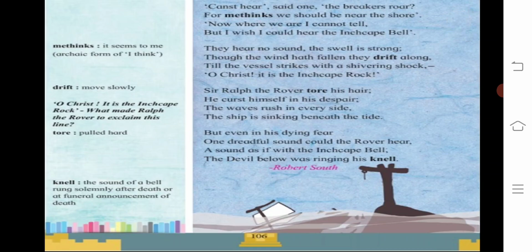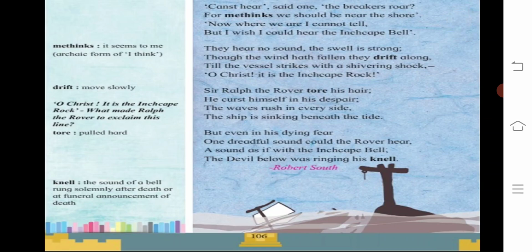But today he himself is in the trap, and one of the sailors on his own vessel was remembering the great person and his great devotion, that is Inchcape Bell. They hear no sound. The swell is strong. Swell means what? The flow of the sea. The sea waves were very high, and there was no sound of the bell, though they were expecting it. Though the wind hath fallen, they drift along till the vessel strikes with a shivering shock, and they have to be one of the parts of that weaving and stormy wind. And up to that moment they didn't realize their destiny.